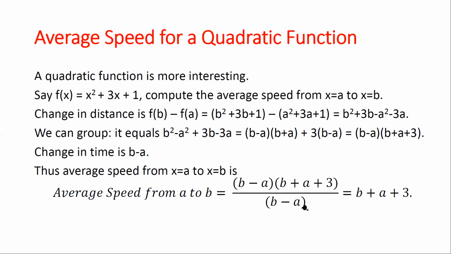What cancels from the top and the bottom? b minus a. We're left with b plus a plus 3. So this is now more interesting. The average speed depends on when you start and when you end.